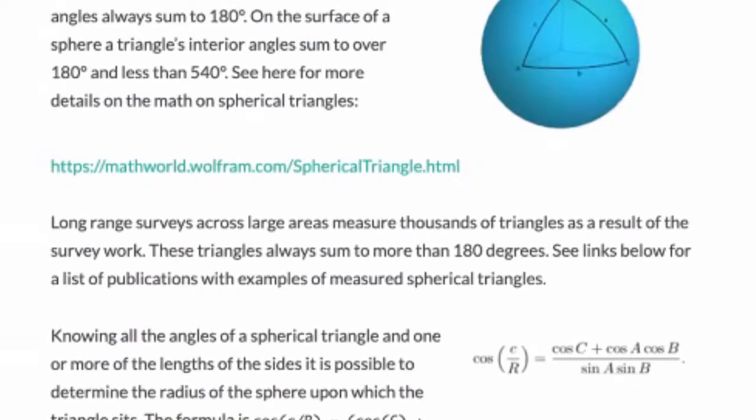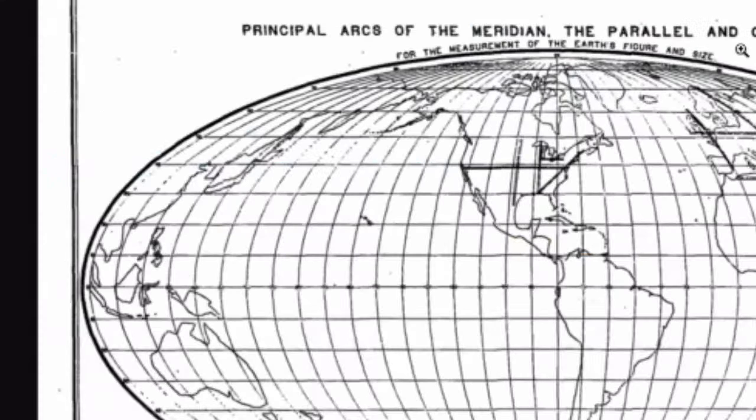So I'll show you, this is one called the principal arc of the meridian of the parallel of the oblique arcs. It's a big fancy name, but here is an example of one of the pages in the book where it shows all these different triangles that they measured. And here is the actual raw data. If you look here at any one of these particular triangles, number 1, we'll just start right there.